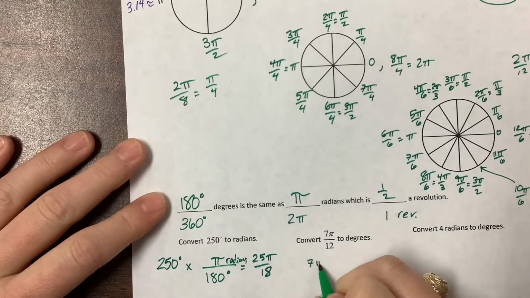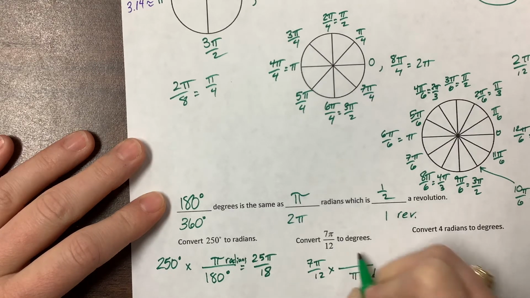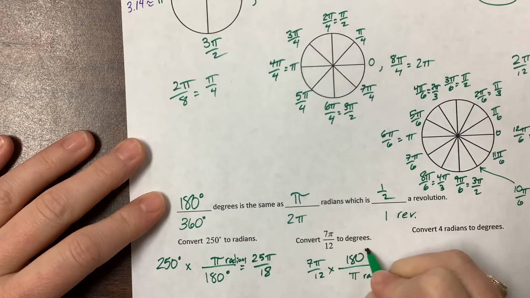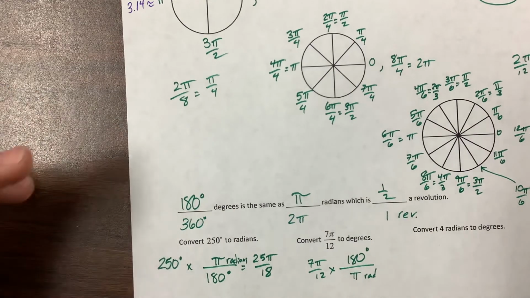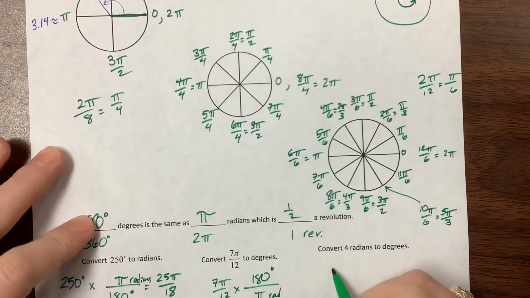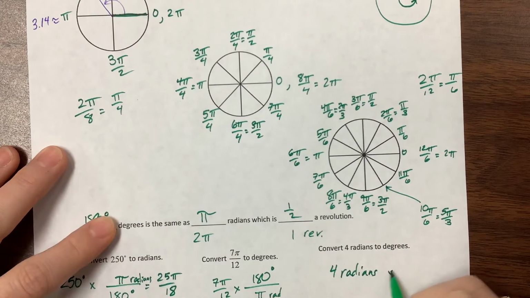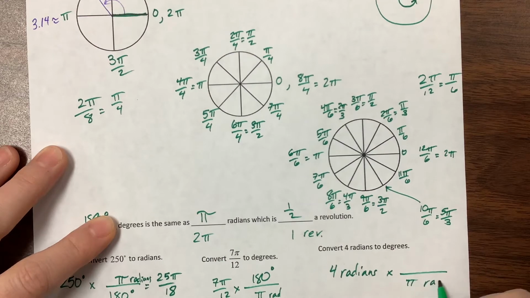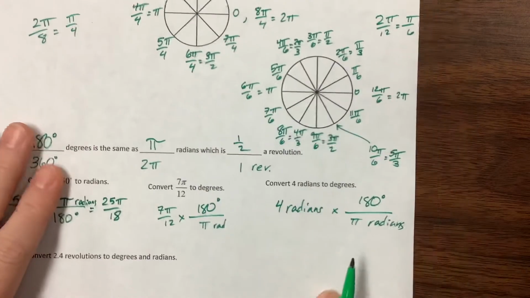Next one, 7 pi over 12 times, this is radians, so I want to put radians on the bottom, so pi radians. I should have written it out. When I multiply this, I think it's 135 degrees, but whatever. This is now 4 radians times 180 degrees over pi. So the radians are going to cancel here. Notice, though, that there's no pi canceling.